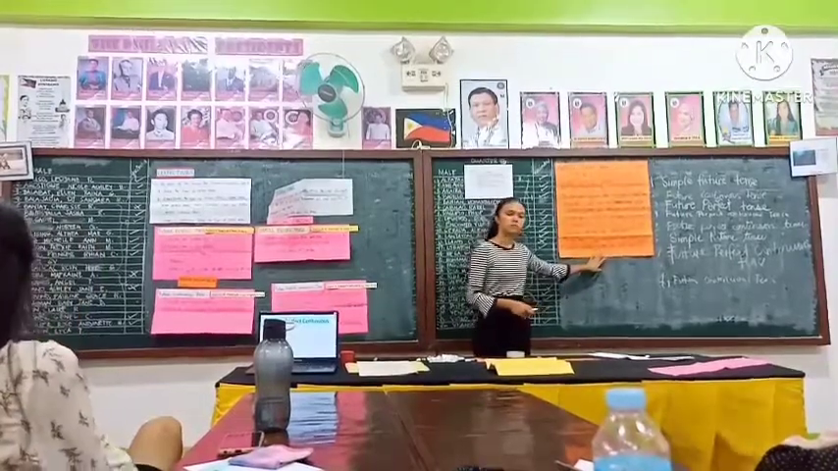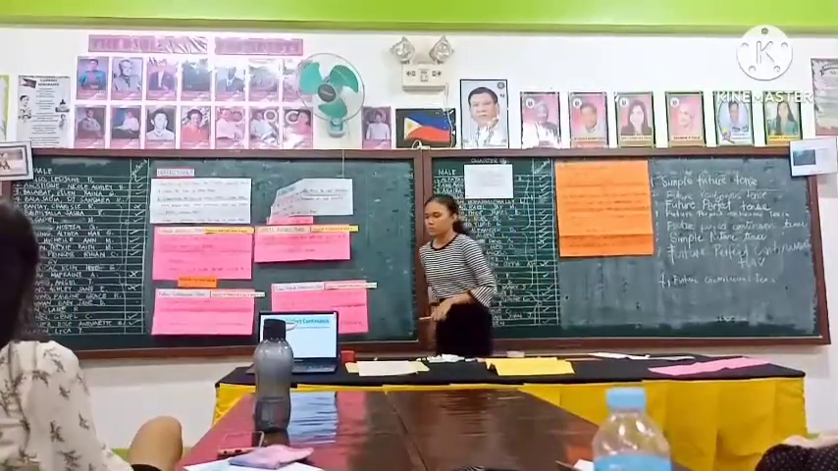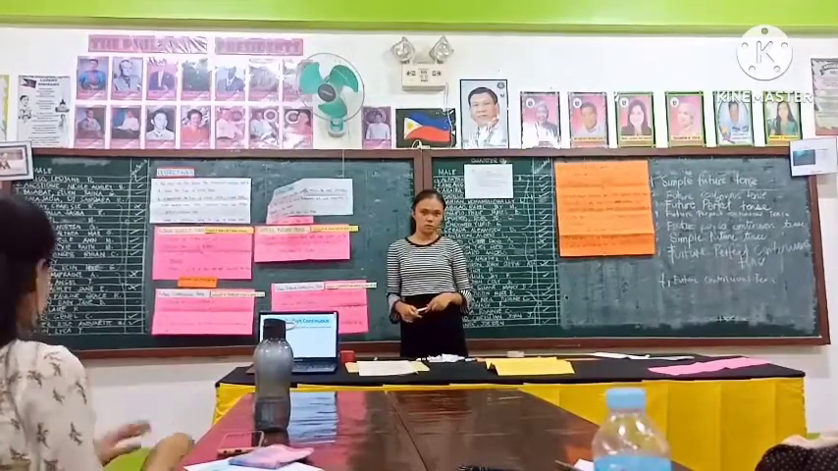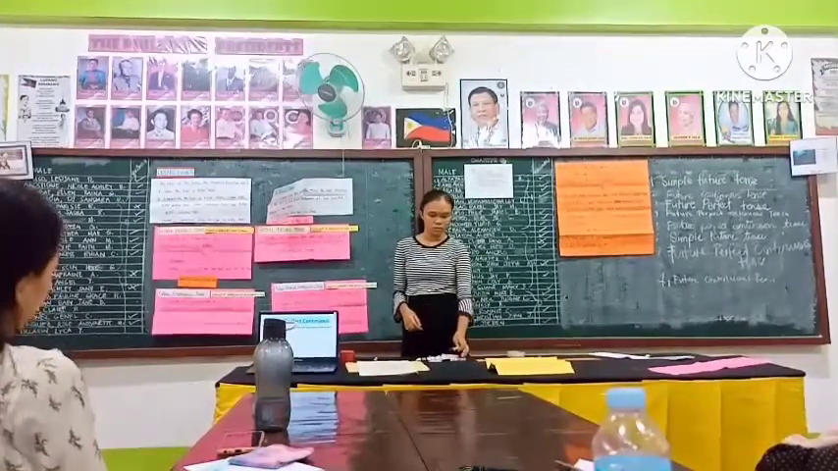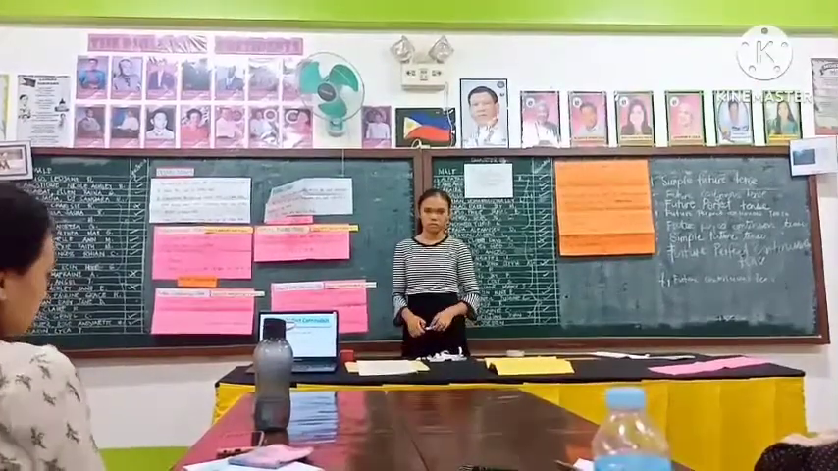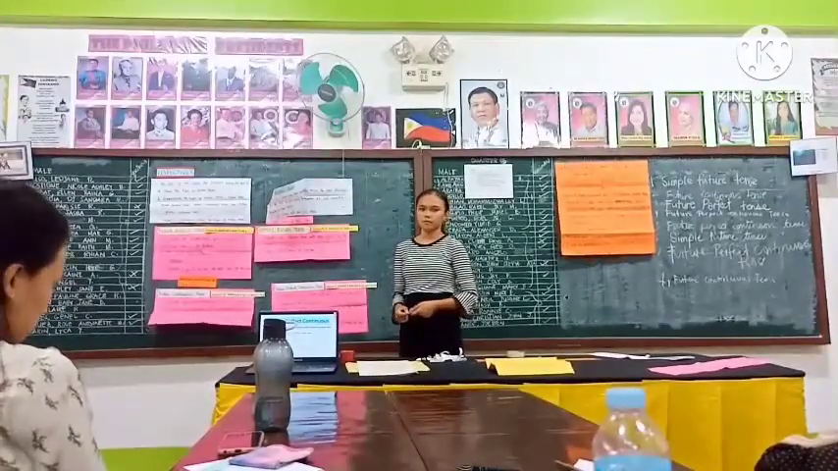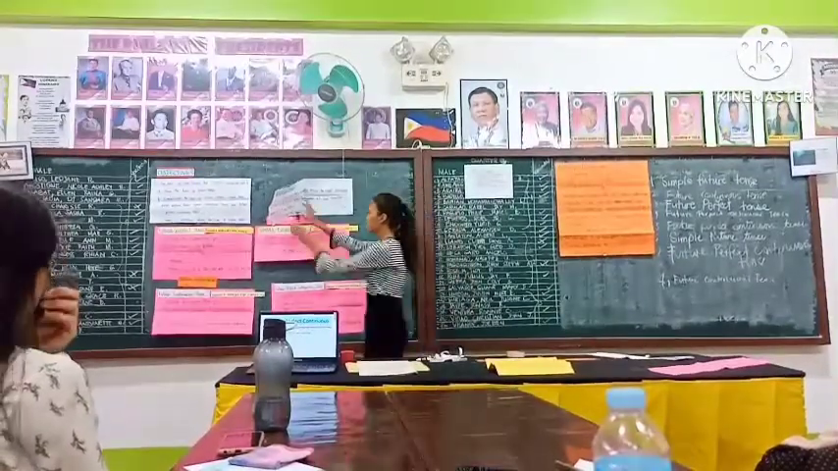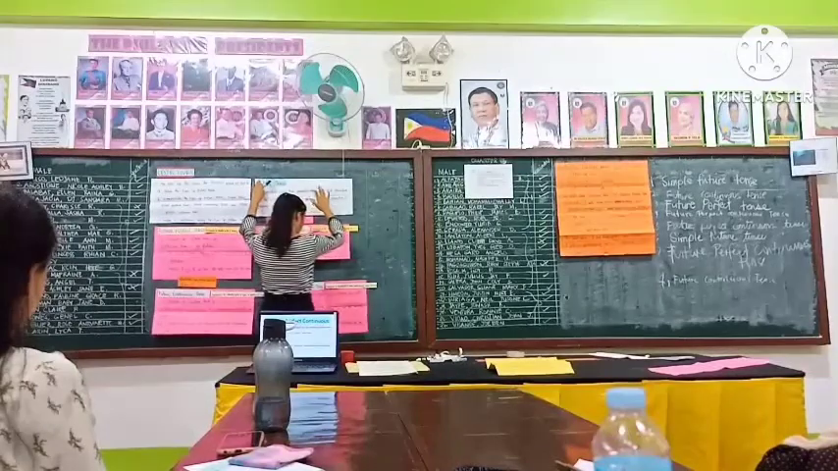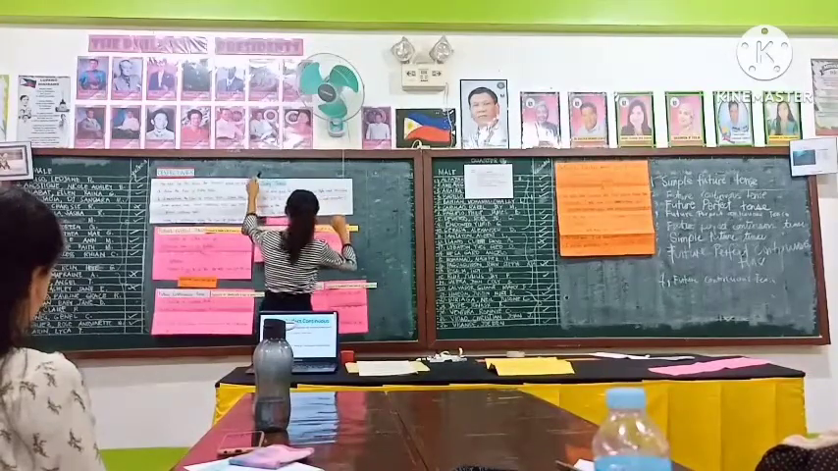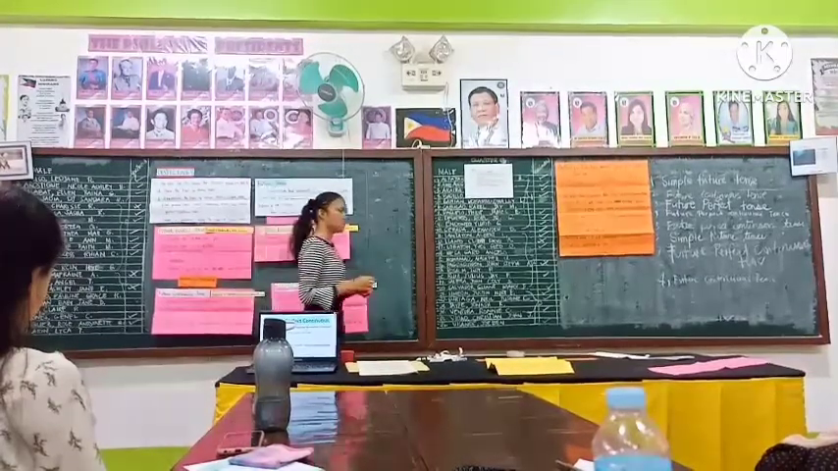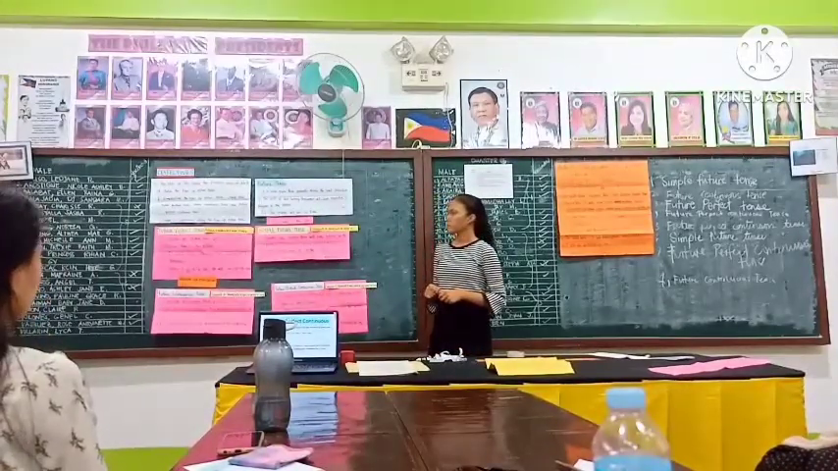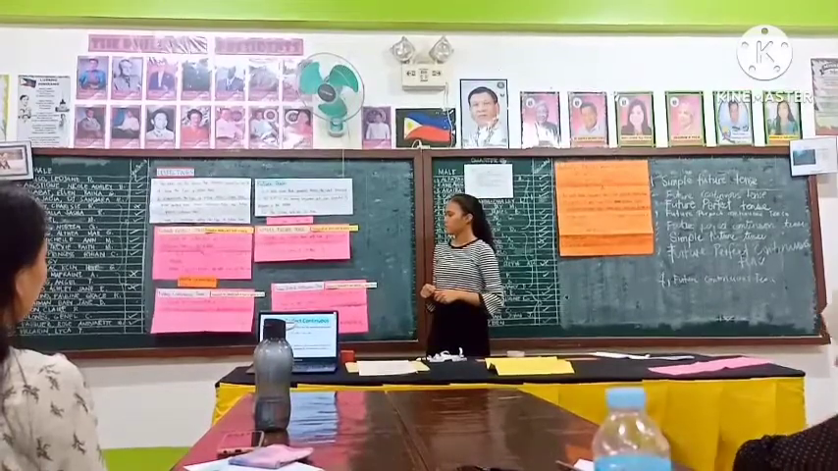Future perfect continuous. This tense is used to describe an action that will continue up until a point in the future. The sentence structure is subject plus will have been plus a verb ending in ing. For example, I will have been cleaning the house for 3 hours when she arrives home. By 9 p.m., she will have been completing her homework for 2 hours.